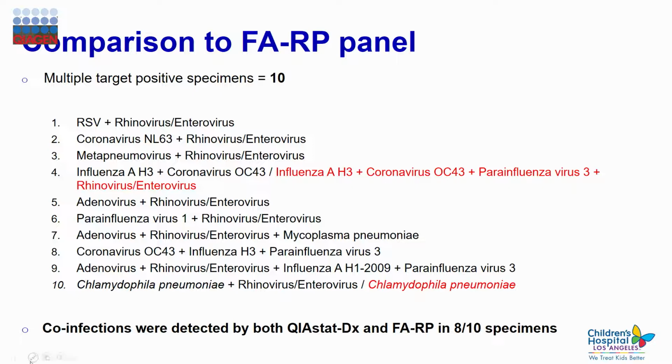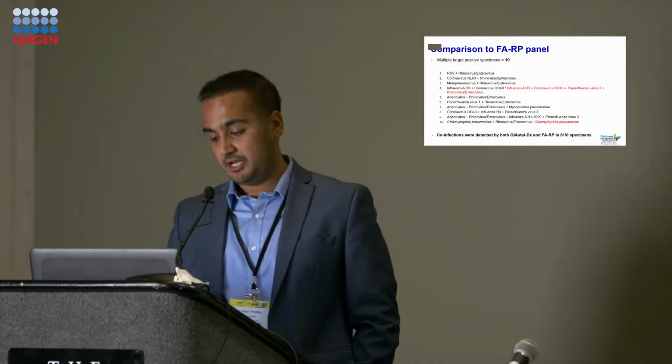So for sample number 4, the BioFire panel detected influenza A and coronavirus OC43, whereas the QIAstat panel detected the influenza and the coronavirus, and in addition, it detected parainfluenza virus 3 and rhinovirus/enterovirus. And for sample number 10, the BioFire panel detected Chlamydophila pneumoniae and rhinovirus/enterovirus, whereas the QIAstat panel only detected the Chlamydophila pneumoniae.